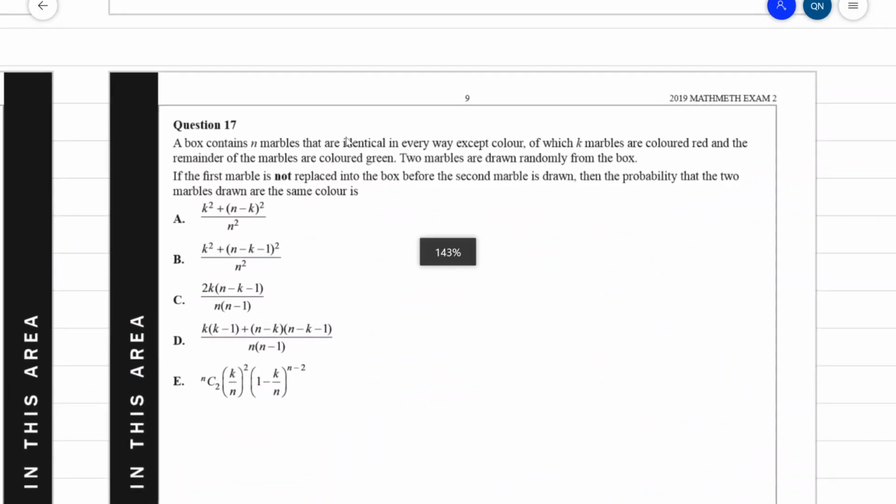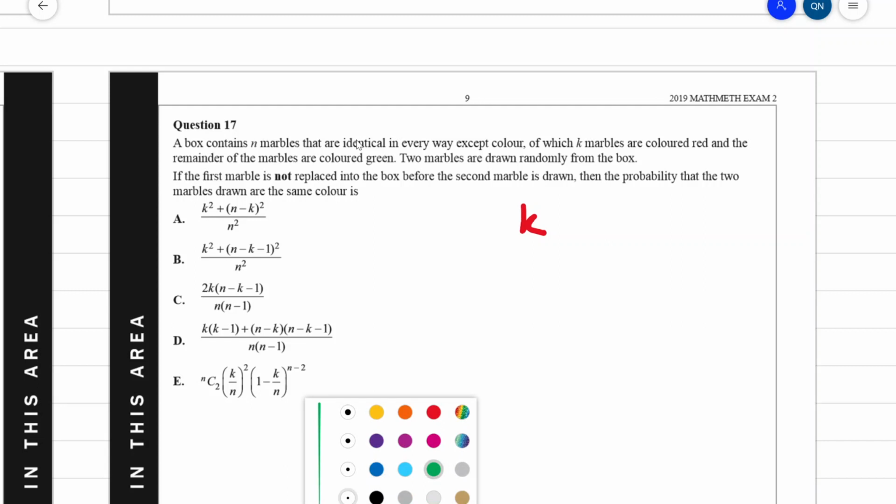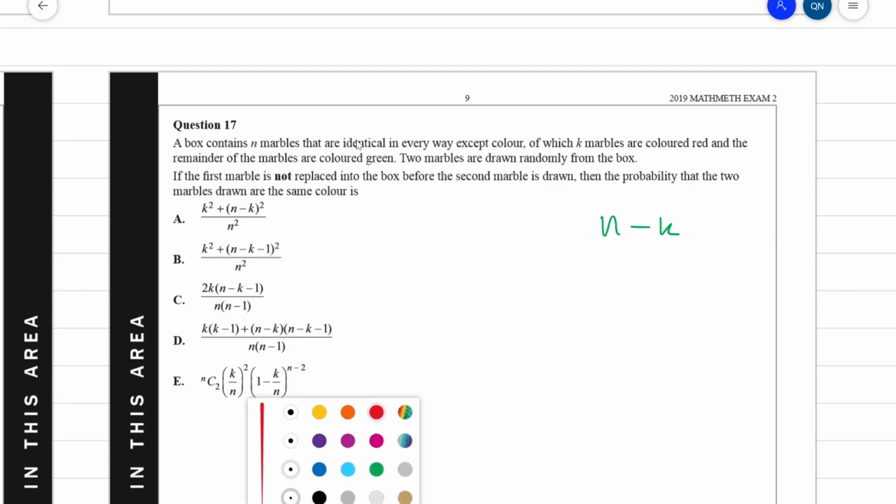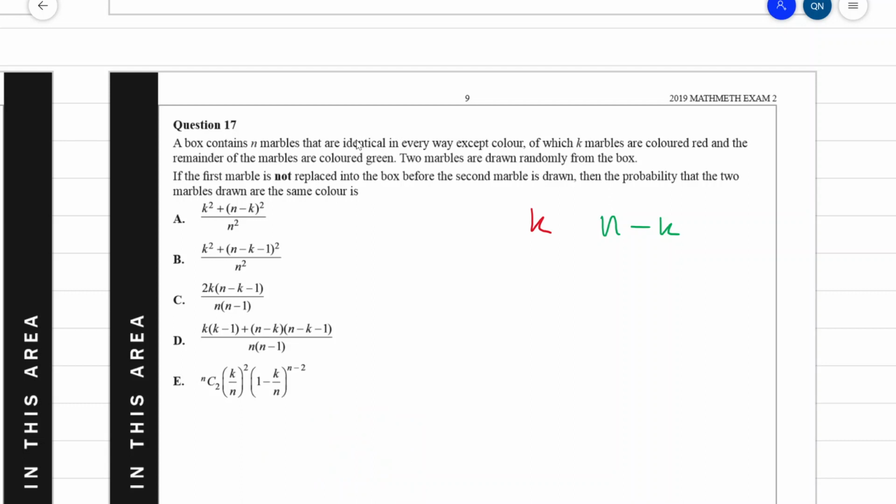A box contains n marbles that are identical in every way except color, of which k marbles are colored red. So let's write this down. k are red, and the remainder of the marbles are colored green. So there's n marbles in total, so that means n minus k are green. Okay, and what do we want to do with this? 2 marbles are randomly drawn from the box.